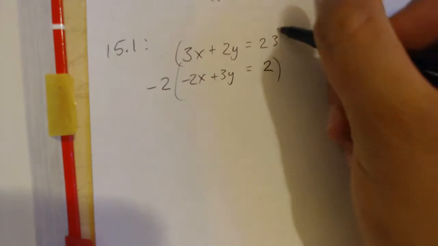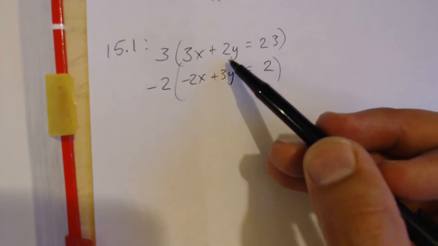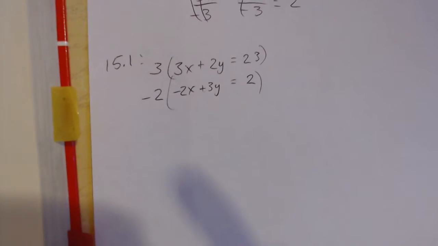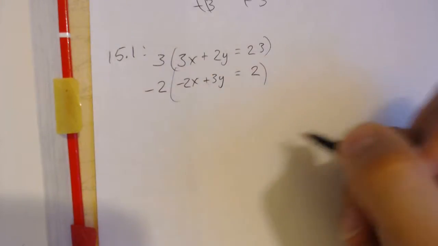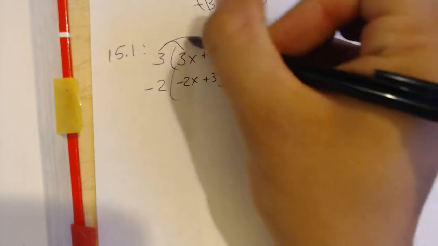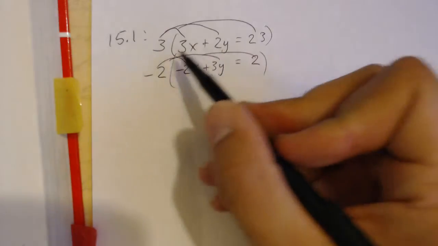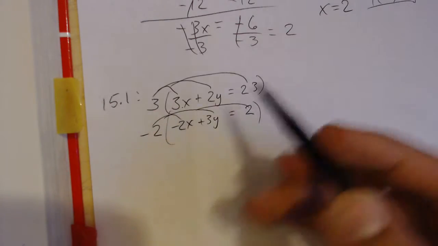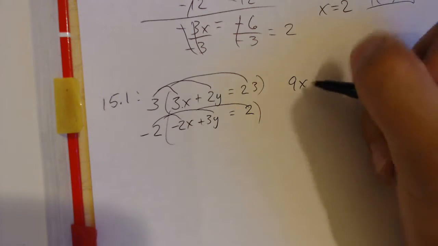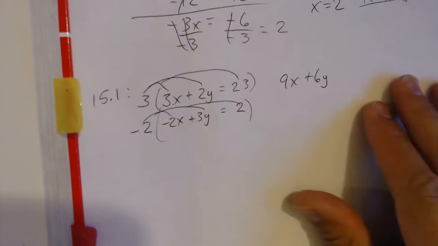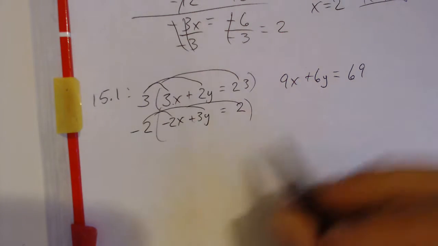And the top equation will just multiply by a positive 3. So when it distributes, this will become a positive 6. That will give us our opposite signs, and we will be able to eliminate them after we distribute. So we'll use distributive property to multiply each equation. The top one, 3 times 3x gives us 9x. 3 times 2y gives us 6y. 3 times 23 gives us 69.